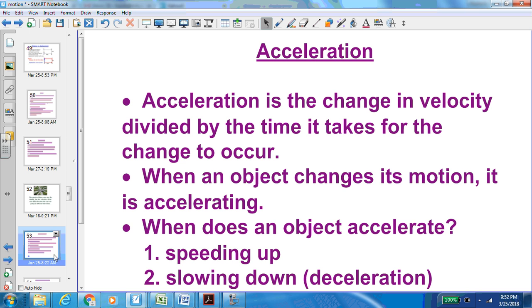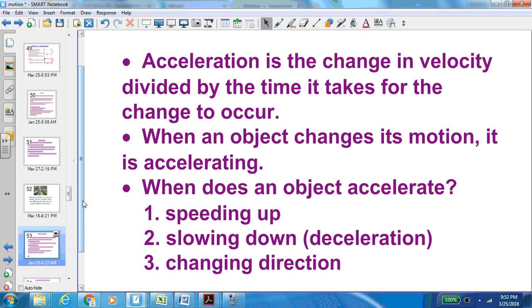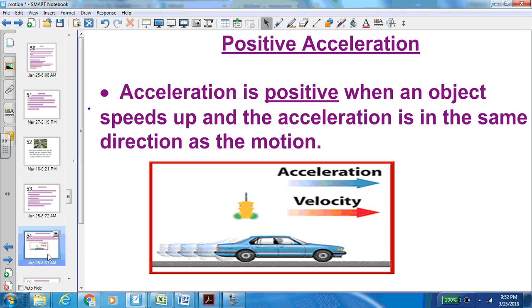There are three different ways that an object can accelerate. They can be speeding up, slowing down, which is also referred to as deceleration, or changing direction. Those are the ways that an object can accelerate or change its velocity. Acceleration can be described as being positive, negative, or zero. Let's look at what positive acceleration means.